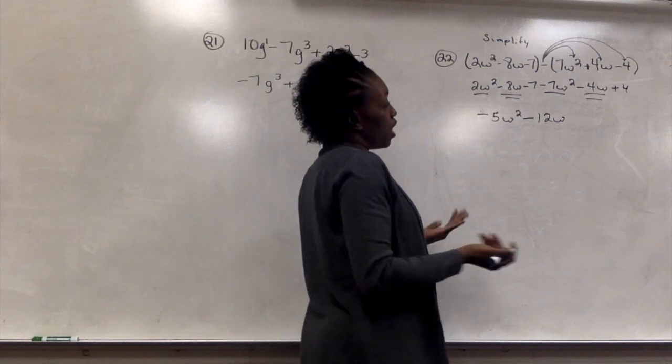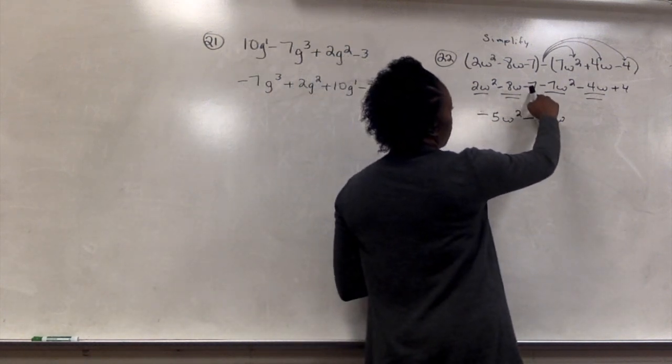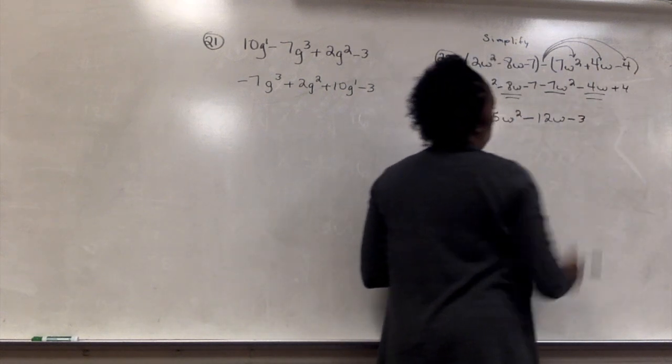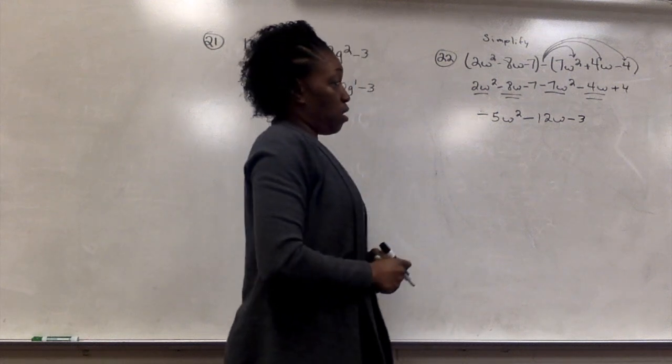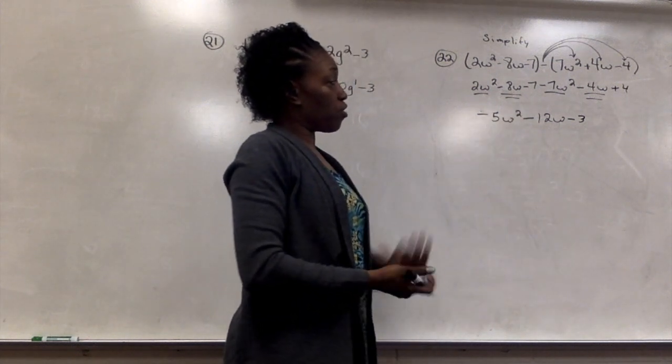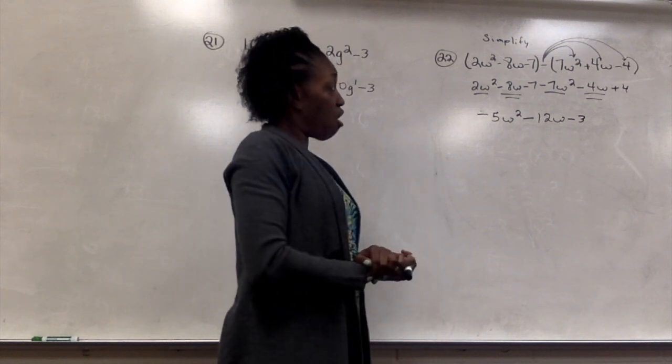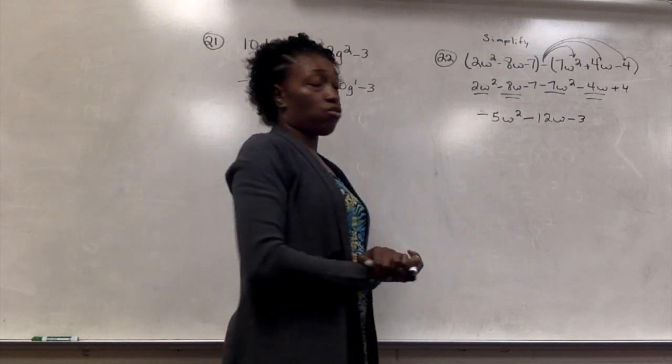And then I'm going to go with my constant group. I have a negative 7 and a positive 4. That is negative 3 or minus 3. So at this point, there are no terms that are the same. We have simplified it down to its lowest. And they are in standard form, so our answer is done.